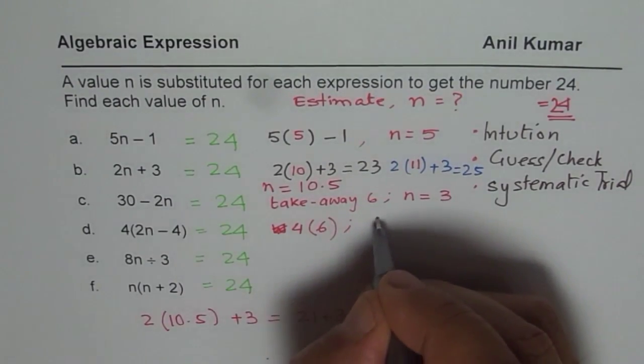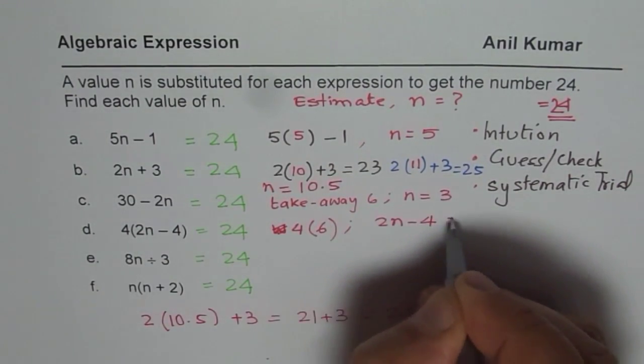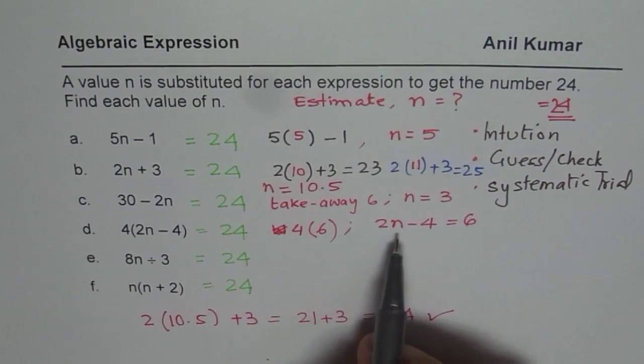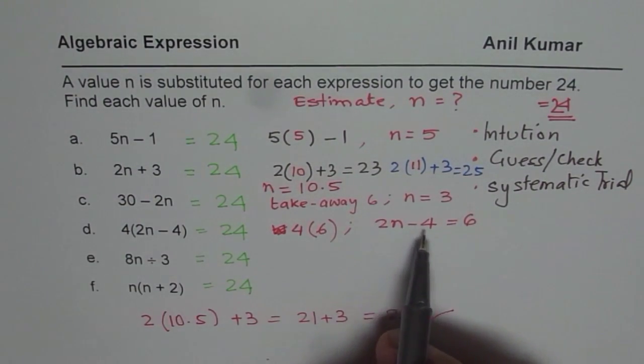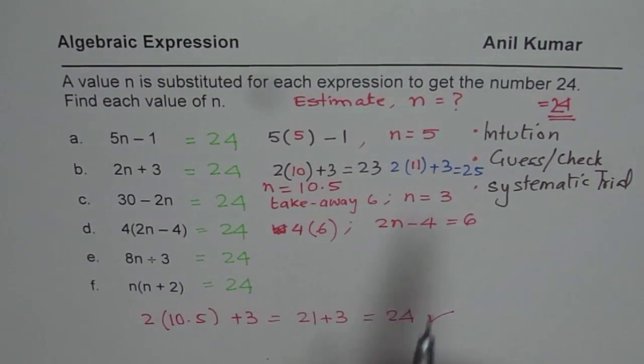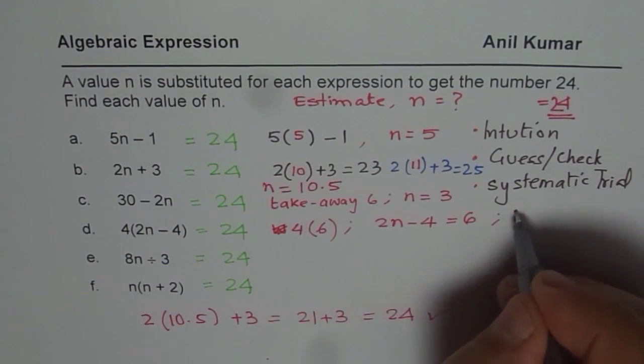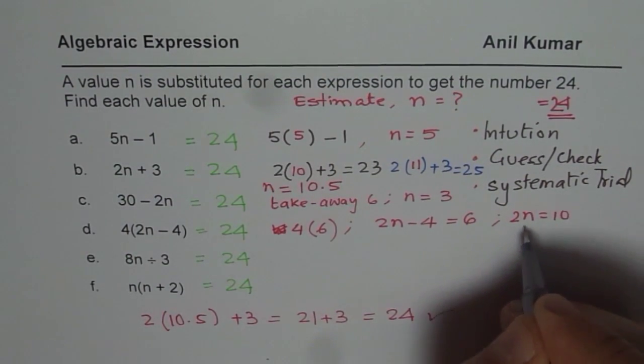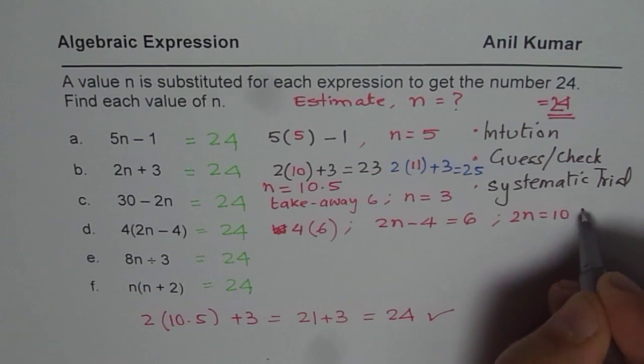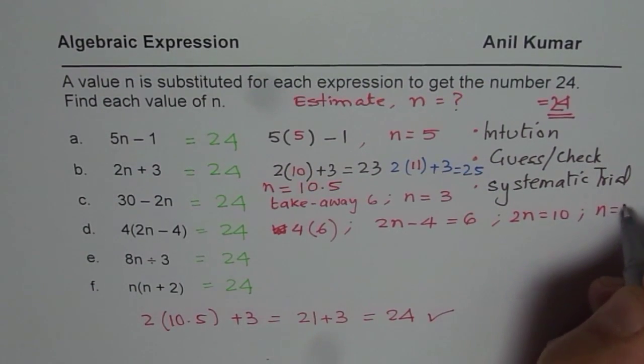Then we say, okay, that means 2n minus 4 should be equal to 6. So we have to work this out. 2n minus 4, it is like the very first one. That means that if I take away 4 from some number, I should get 6. That number should be 10. That means that 2n should be 10. And n should be half of 10. So n should be equal to 5.